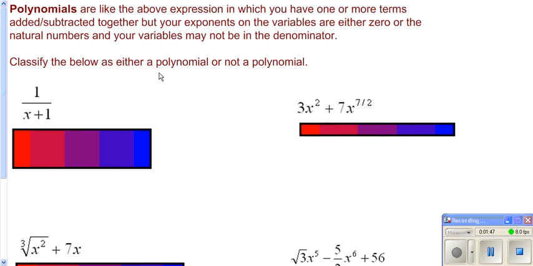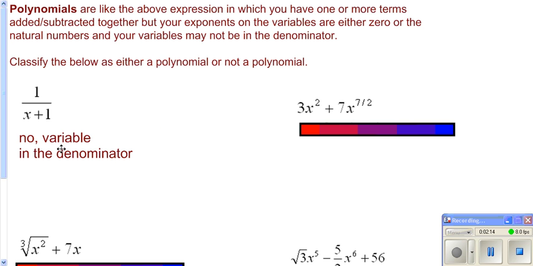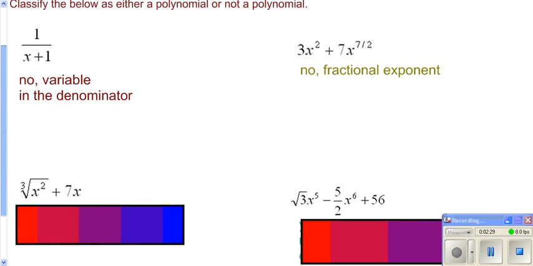Now once again, polynomials are several terms added together. Could be just one term by itself though. None of the exponents on your variables can be negative or rational, meaning no fractions. So for this first one here, is this first one here a polynomial? The answer would be no, because we have a variable in the denominator. And you don't want to have variables in the denominator. Is our second one here a polynomial? And the answer is no, it is not, because we have a fractional exponent. And your exponent has to be a positive whole number.